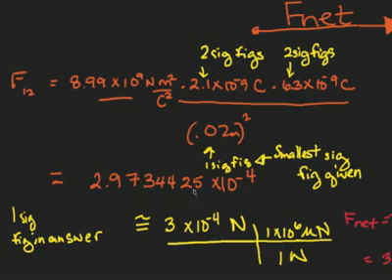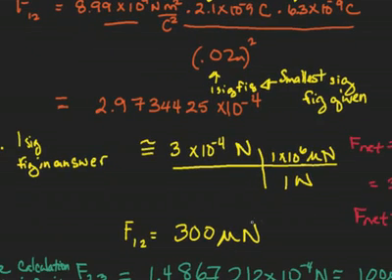So we take this wonderful number and round it to 3, because the 9 tells us to round up. Then I decided to put it in more reasonable units. You don't have to do this if you don't want to, but if you convert it into micronewtons, we get 300 micronewtons.